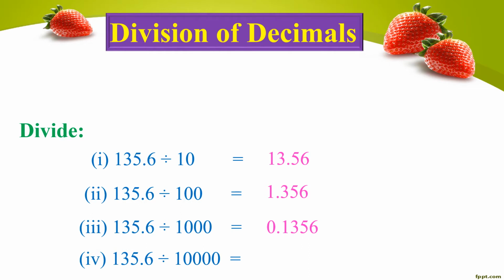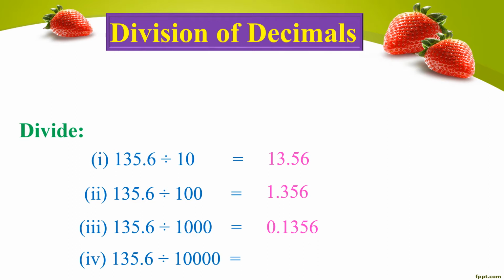Now, 135.6 divided by 10,000. This is the fourth sum. Here number of zeros is 4. So we have to shift 4 places to the left. But there are only 3 numbers. Okay, what to do? Yes, we have to add zeros for the remaining.